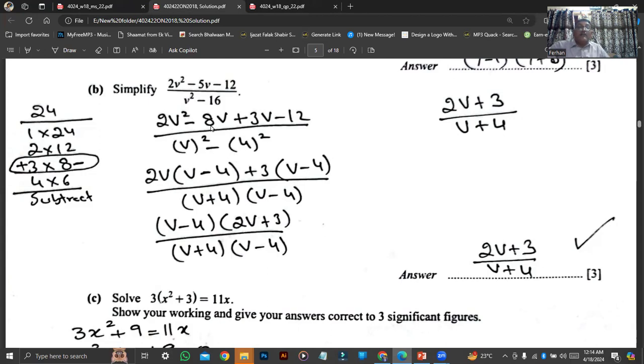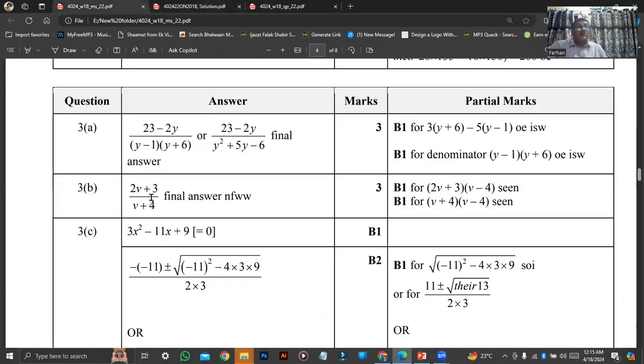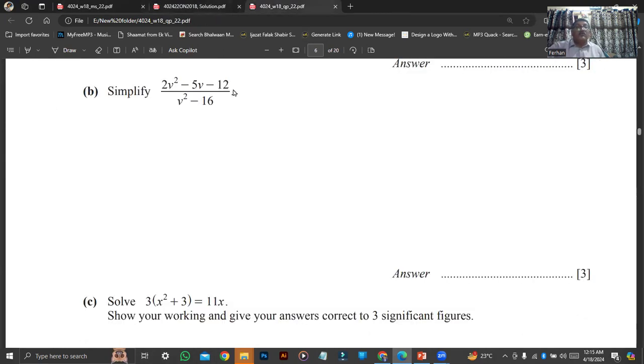Upstairs, I will take 2v common from the first two terms, 2v bracket v minus 4. From the last two terms, I will take plus 3 common. So in the bracket, I will have v minus 4. So now this v minus 4 in the numerator will be common, and in the other bracket we will have 2v plus 3. Downstairs, we have this. So this v minus 4 and v minus 4 will be cancelled. So you are left with 2v plus 3, and in the denominator, you will have v plus 4. 2v plus 3 divided by v plus 4. So our answer is right, sir. This is the solution. Let's go to the next part.